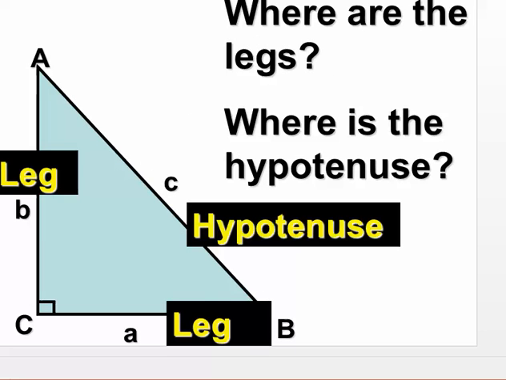Where are the legs? Where is the hypotenuse? The legs, you'll see identified in this picture, are the sides which make up the right angle. The hypotenuse is the longest side of the triangle, and it is opposite the right angle.